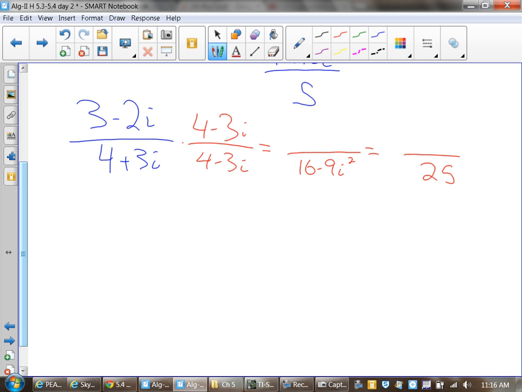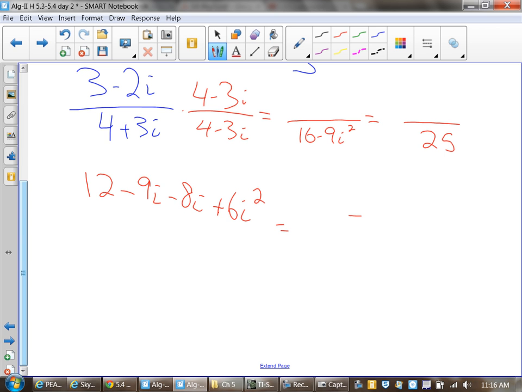In the numerator, once again, when you FOIL out, you get 12 minus 9i minus 8i plus 6i squared. What's negative 9 minus 8? 17. Positive or negative? So I have negative 17i. It's going to be over 25. And then what's 6 times i squared? Negative 6. Negative 6 and 12 is 6. And then you're done.